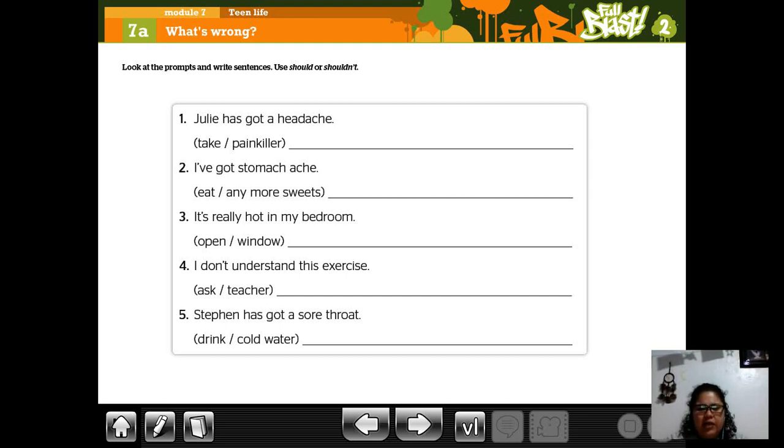Por ejemplo, en la número 1, Julie has got a headache. So, if you have a headache, what do? It says take painkillers, ¿ok? Es buena opción tomar analgésicos en el caso de tener un dolor de cabeza. Entonces vamos a hacer una oración positiva o negativa. Digo, afirmativa o negativa. En este caso va a ser una oración afirmativa.